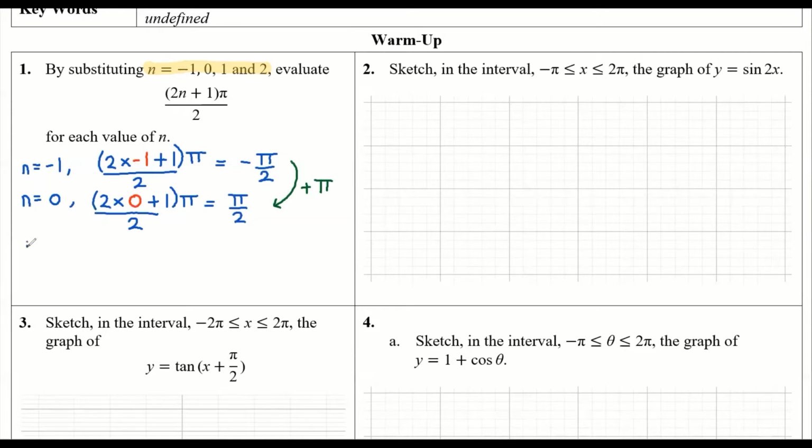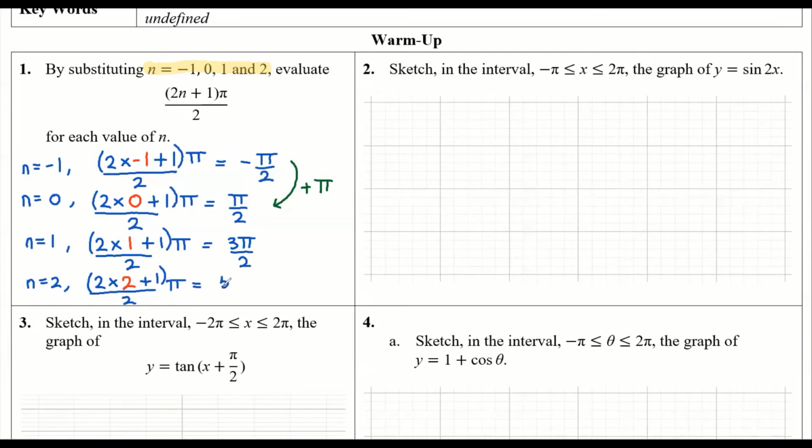So when n is equal to 1, sub that in. So we have 2 multiplying 1, add 1, divide by 2, multiplying by pi, and that's going to be 3 pi over 2. So it looks like the trend is continuing. We're adding another pi to that. And the final one, when n equals 2, we have 2 multiplying the 2, which we sub in, add 1, divide everything by 2, multiply by pi, and we get 5 pi over 2.